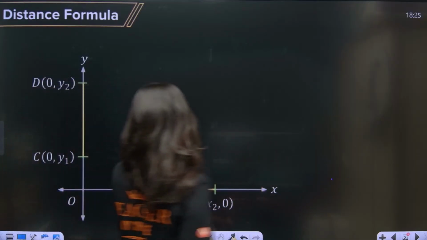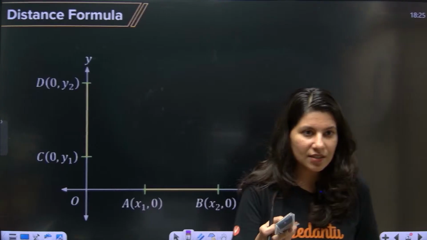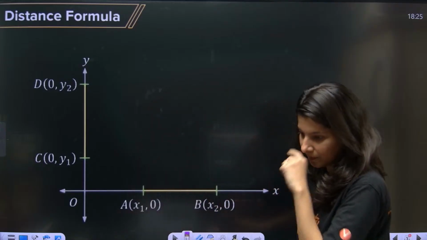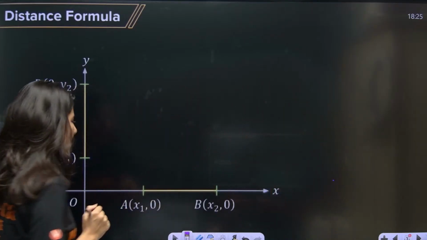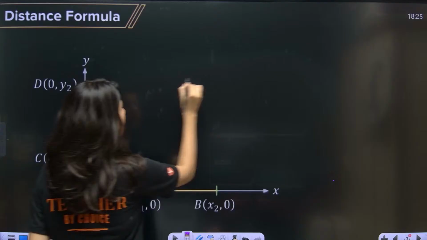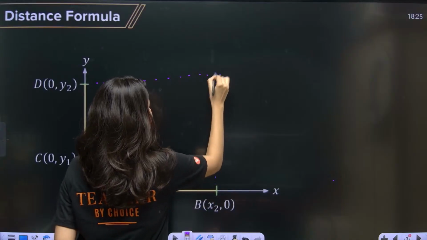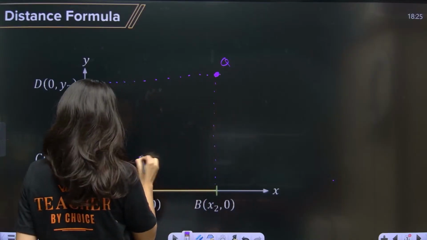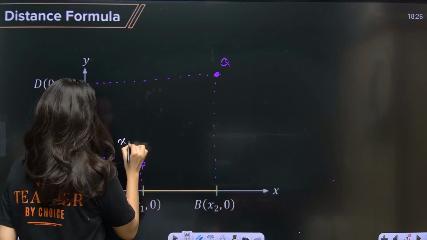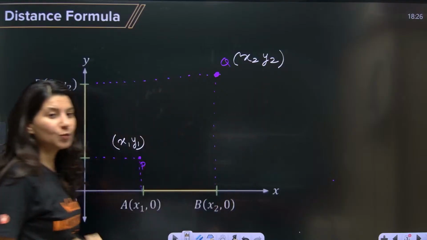First of all, let's talk about the distance formula. Let's start with the very basics. Let me mark something. This is your point P, and this is your point Q. Can you see point P and point Q? Point P is (x1, y1) and point Q is (x2, y2). These are the 2 points, correct?